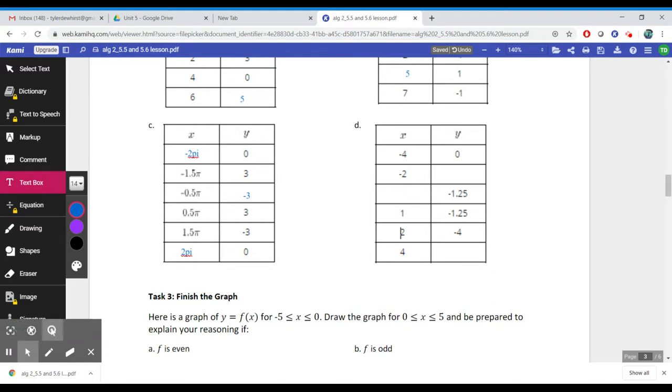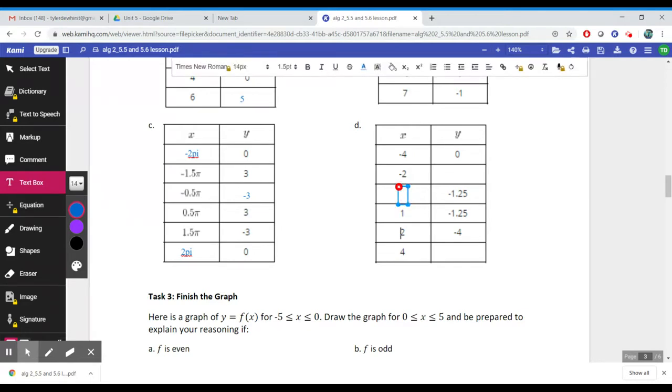Looking at part D, I can see that Mr. Cardenas and I actually made a mistake when we were making this. We should have given you this one other input, -1 here. So sorry if you guys went ahead and were getting confused by that. You should have had that piece of information.